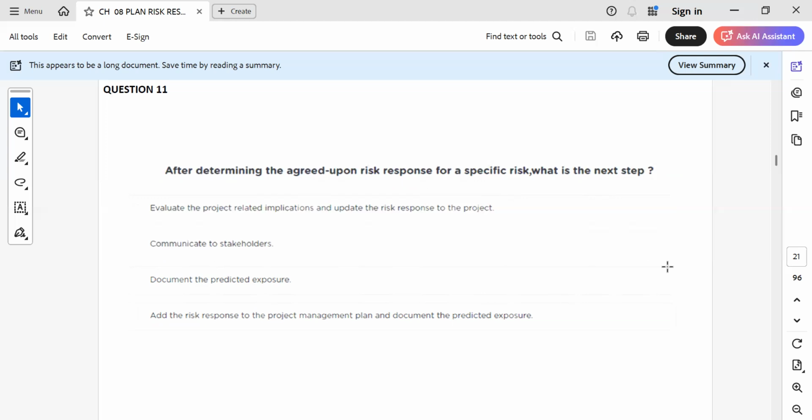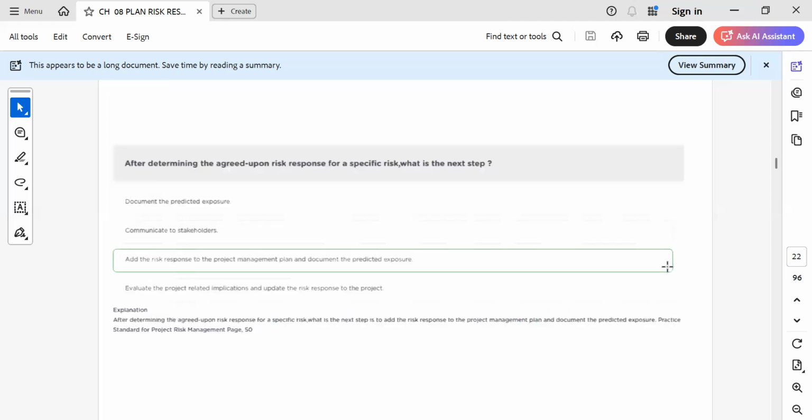Add the risk response to the project management plan. Document the predicted exposure is okay. I think we need to document the risk exposure. No, it's the project management plan only. Correct. So I think option D is more appropriate in this sense. Both activities we do. If we have agreed upon the risk response activities, then we will merge them into the project management plan, and also we have to see what is the predicted exposure. After we implement the response, what will be the future outcome that we have to write also.